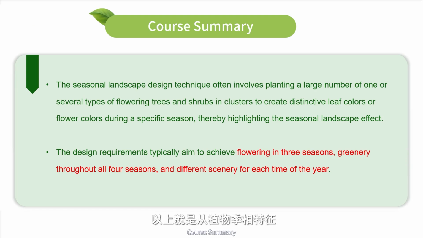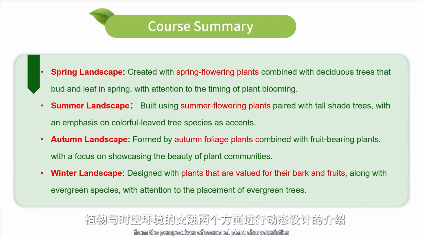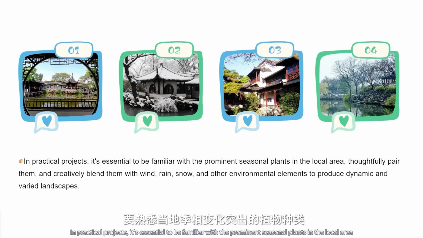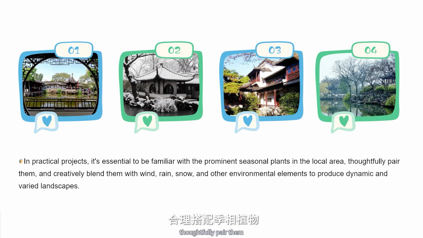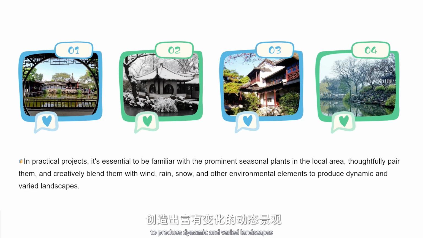To summarize, this concludes the introduction to dynamic design, from the perspectives of seasonal plant characteristics and the integration of plants with temporal and spatial environments. In practical projects, it's essential to be familiar with the prominent seasonal plants in the local area, thoughtfully pair them, and creatively blend them with wind, rain, snow, and other environmental elements to produce dynamic and varied landscapes.